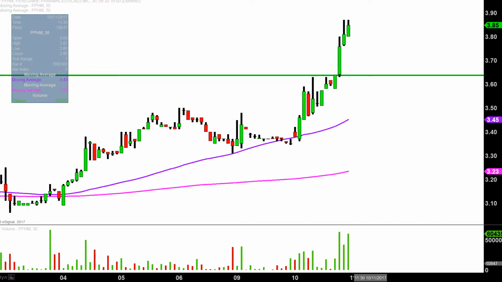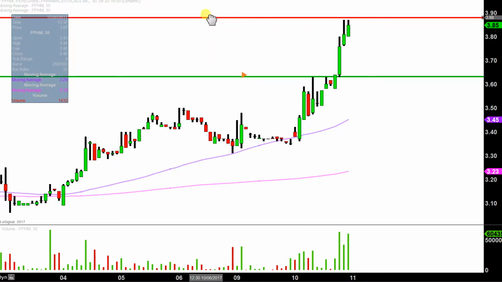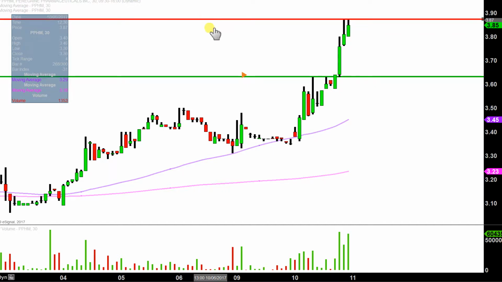What about areas of resistance? As it stands right now, final portion of the day, the bulls kept knocking on the door up there at 387, but couldn't quite get through. So 387, public enemy number one going into tomorrow.